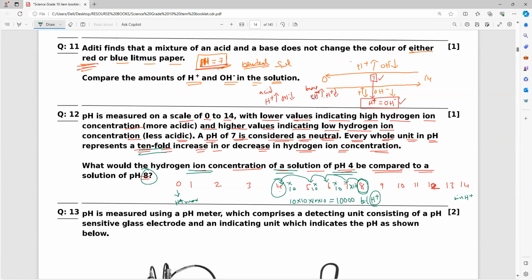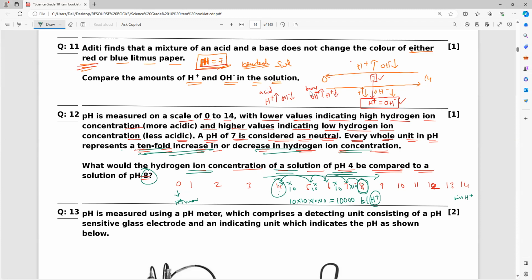From 8 to 4, concentration increases or decreases? That you tell me first. Where are the hydrogen ions more, at 8 or at 4? At 4. So they are saying from one pH value to another pH value, it will represent a tenfold increase or decrease in hydrogen ion concentration. Means if you go like this, for example, 4 to 8, it decreases. 8 to 4, it increases.